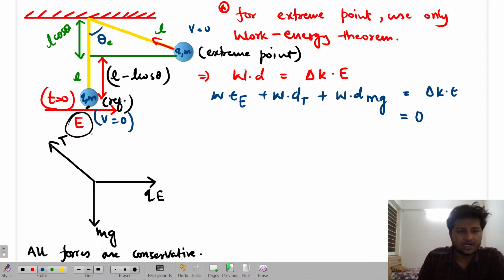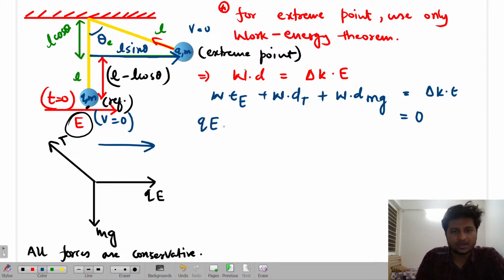वर्क डन बाय इलेक्ट्रिक फील्ड. अच्छा ये जो इलेक्ट्रिक फील्ड है, this is in this direction and it is throwing my charged particle till this displacement only or not? Till extreme point. So this displacement is how much? L sin theta. तो वर्क डन बाय इलेक्ट्रिक फील्ड क्या होगा? फोर्स बाय इलेक्ट्रिक फील्ड विच इज qE इंटू डिस्प्लेसमेंट L sin theta. That's my work done by the electric field.